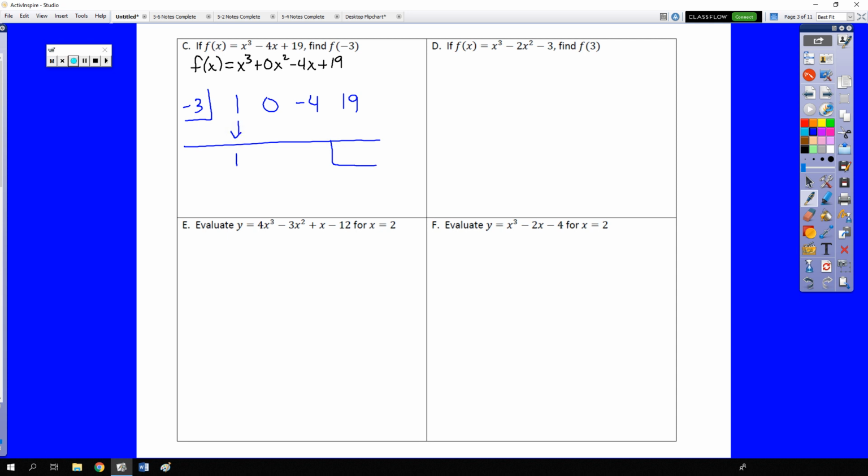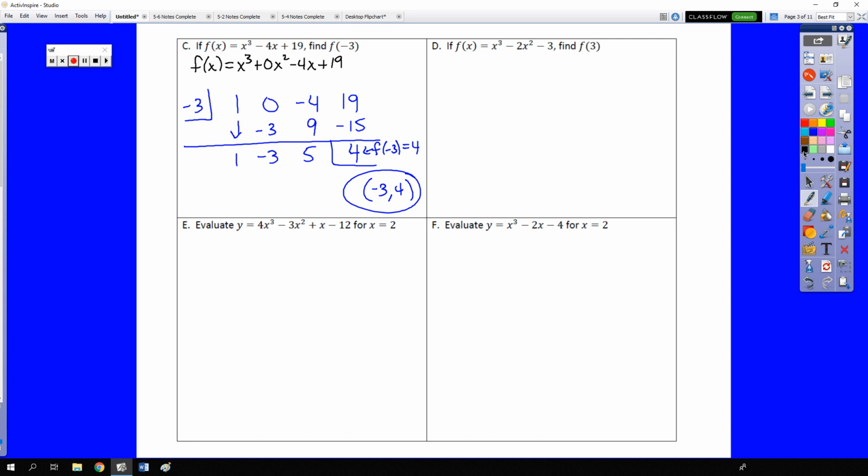1 comes down. -3 times 1 is -3. Add down is -3. -3 times -3 is 9. Add down is 5. -3 times 5 is -15. Add down is 4. So f of -3 is 4, which implies the ordered pair -3, 4. At this point, if you think you got it, you should pause the video and try letter D on your own, and then resume the video to see how you did.